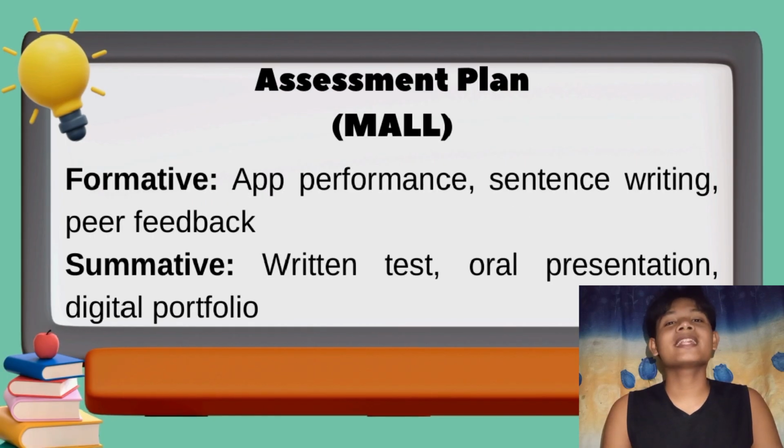Assessment is both formative and summative. Formative assessment includes daily monitoring of app activity, wherein we have here the vocabulary checklist and peer feedback. Now let's talk about the summative assessment. It consists of a final written test, a 1-minute oral presentation using 10 vocabulary words, and a digital portfolio of students' activities from the three apps. These assessments measure recognition, usage, pronunciation, and application of vocabulary in context.